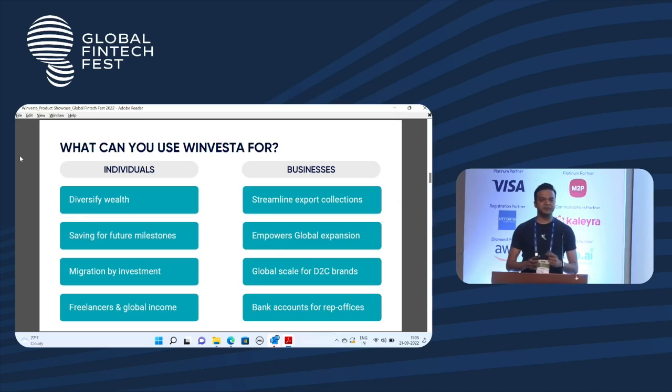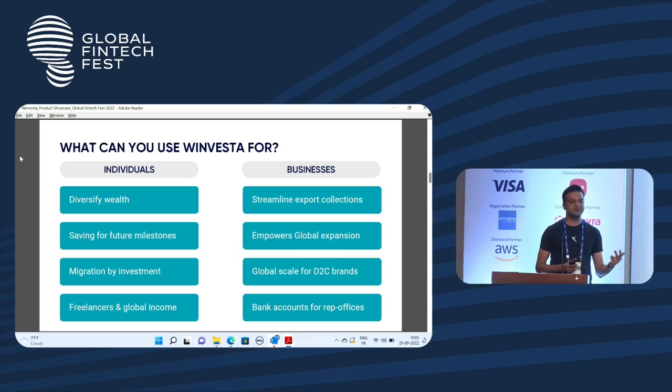And how can you use Winvesta? If you're an individual, you'd use it to diversify your wealth. You'd use it to save for future milestones, for example, for your children's education internationally. Today, you can't do anything other than rupee savings domestically. Winvesta would give you an overseas bank account, and then you can systematically save up inside that in dollars, pounds, euros, in over 37 plus currencies. You can think of migration by investment, EB5 programs, or citizenship and residency in Europe by saving up inside here.